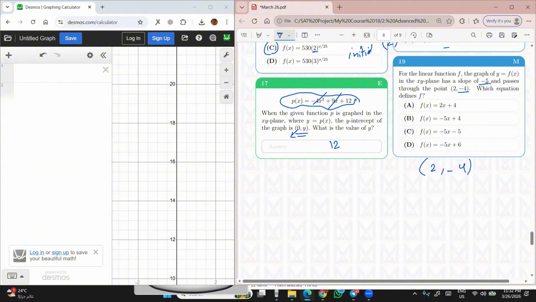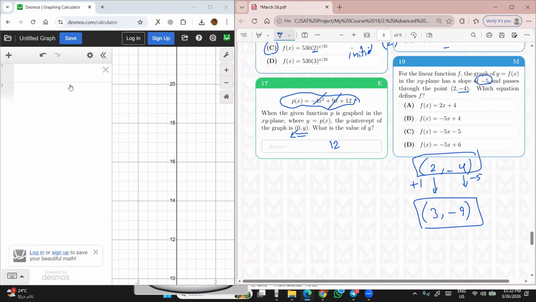Whenever you have a slope, the slope of -5 means increase the value of x by 1, but increase the value of y by -5. So add 1 to the 2, but add -5 to this -4. So 2 plus 1 is equal to 3, but -4 plus -5 is equal to -9. Why do we do that? This is a very simple method.